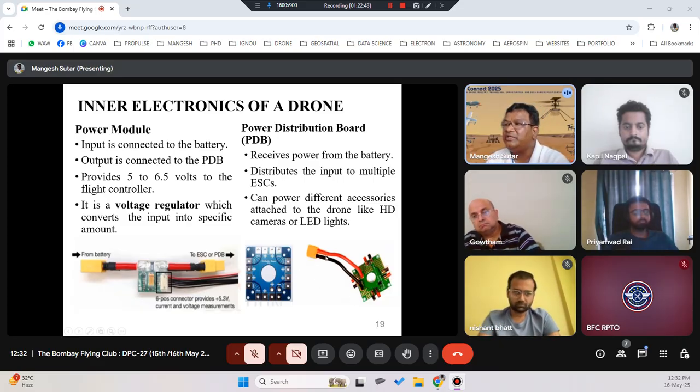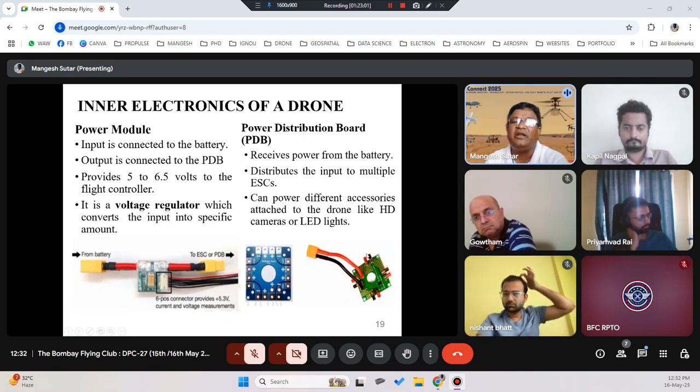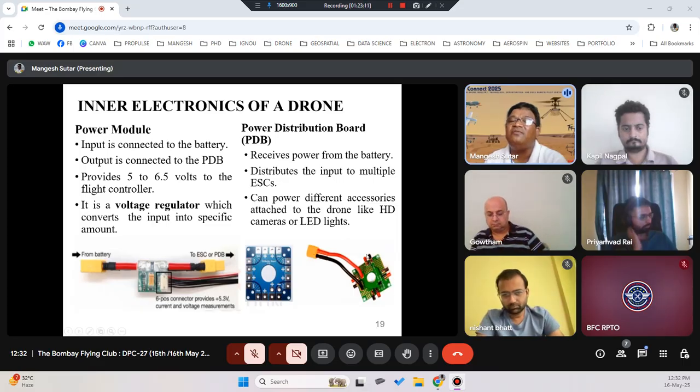Like this, you see here there is a battery connector connected from the battery to the power distribution board, and then there are 4 connectors on 4 sides where you will connect your ESCs. The ESCs will be drawing power from each side connector. In a quadcopter you will have 4 connections, in a hexa you will have 6 connections, and similarly for an octa you will have 8 connectors.